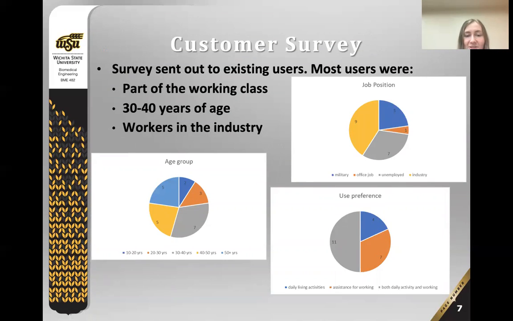A survey was sent out to existing users regarding information about themselves. It was found that most people who needed the exoskeleton device were a part of the working class and around the ages of 30 to 40. It was also found that people working in the industry had the most need for this device.